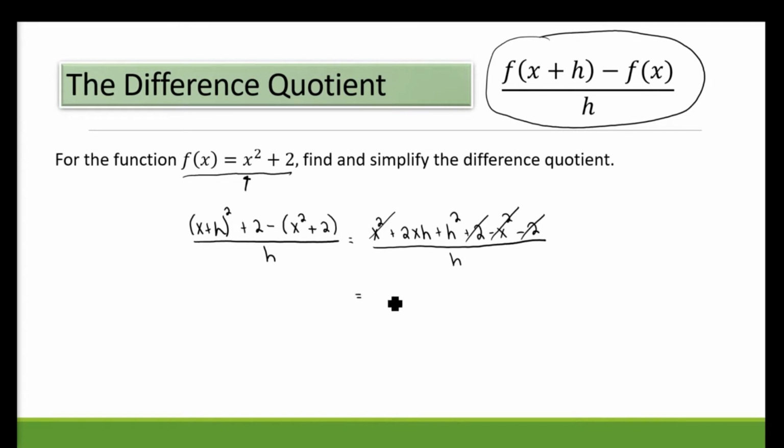So we are left with a 2xh plus h squared over h. And we can factor an h out of the numerator. And so we have h times 2x plus h over h. And now we cancel that common factor, and we're just left with 2x plus h. So this is the simplified difference quotient.